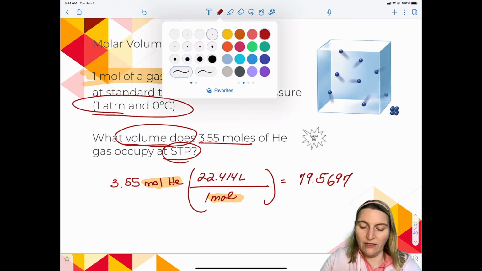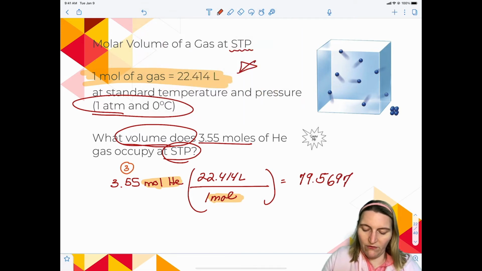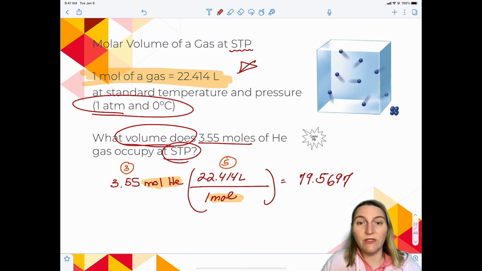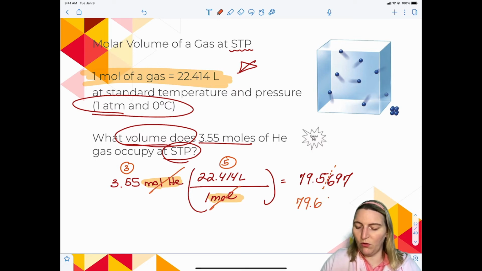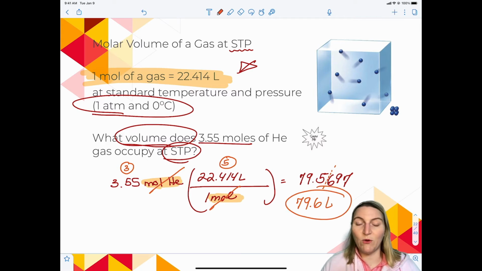79.5697. Then I take a look at my significant figures. This number does have significant figures. In a lot of textbooks, they only use 3 significant figures for it. The College Board for AP uses all 5. Therefore, I'm going to use all 5. But still, we're going to cut this one off at 3 significant figures. So my answer is going to be 79.6. And of course, my mole units will have canceled. So 79.6 liters of a gas at STP, at standard temperature and pressure.